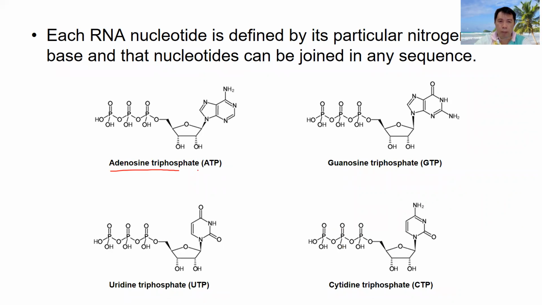So now you see the ATP. I think you're quite familiar with this name, because ATP molecules are the energy currency, the energy storage molecules that are synthesized in mitochondria during aerobic respiration. That means this ATP can supply energy for cell activities. That is one of the RNA nucleotides.